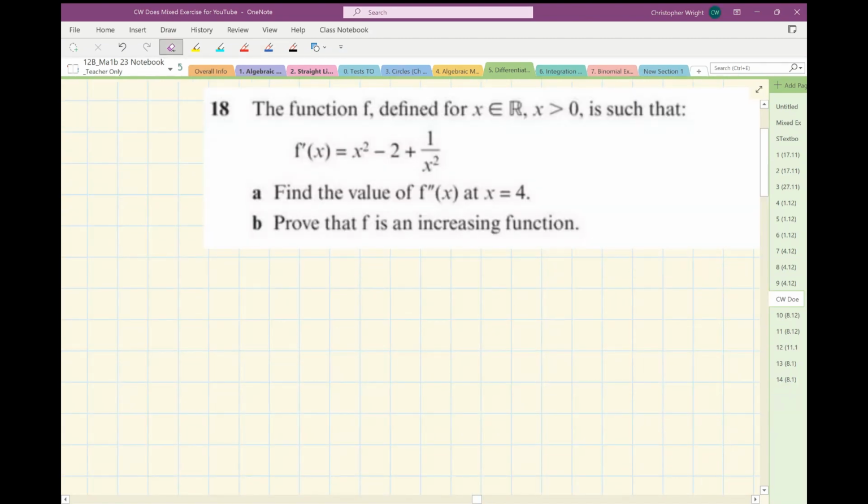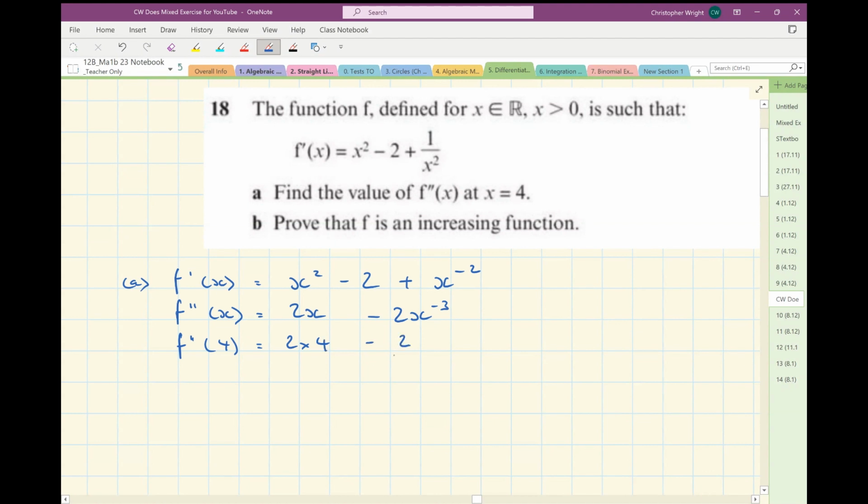Question 18. We have a function and we're told the first differential, and we're asked to evaluate the second differential when x equals 4. So here is the first differential. I'll differentiate that to get the second differential. And now we need to evaluate the second differential when x is 4. That'll be 2 fours minus 2 over 4 cubed. Put that into my calculator, and I get the answer 255/32. That's part A.